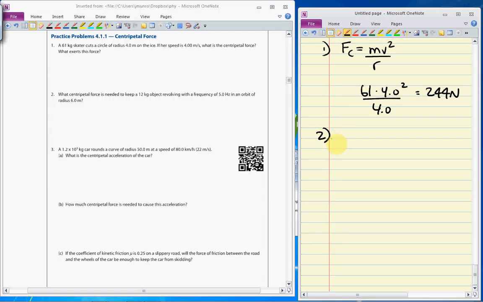Question number 2 asks a similar question, but gives us a frequency. So here we use the formula 4 pi squared r over t squared times m to get Fc. We know that 5 hertz is 5 cycles per second. So that's 0.2 for the period. So t equals 0.2.